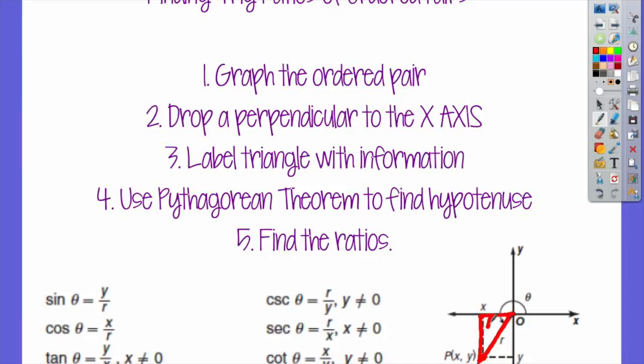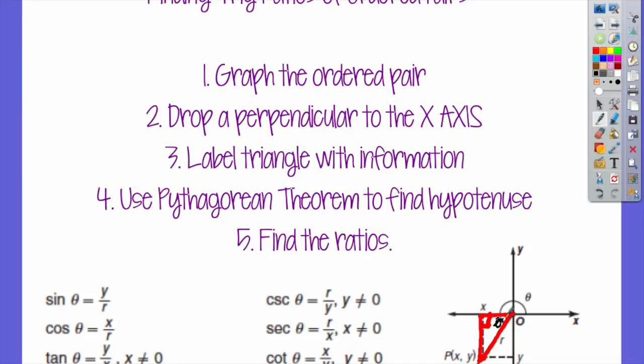Now because you're dropping your perpendicular to the x-axis, the angle that you're creating, your theta, is located right here. It's always with the x-axis, never the y-axis, and it's also never with that perpendicular that you drop. Is everybody understanding that? When it's in a coordinate plane, theta is always with the x-axis, the angle that's closest to the x-axis.